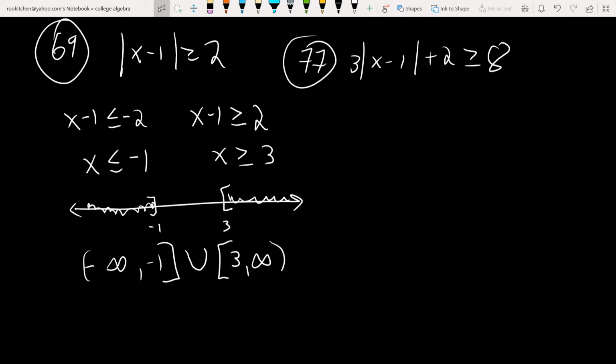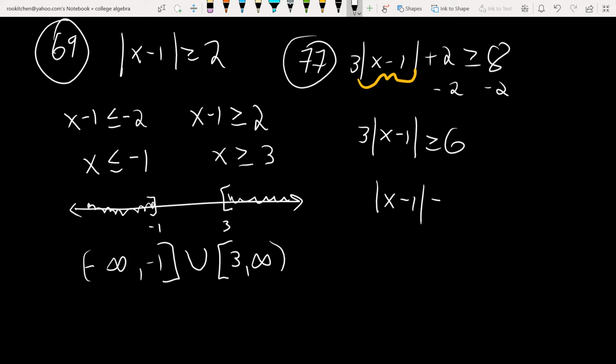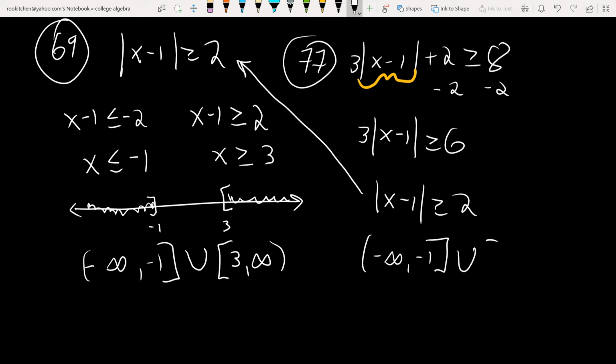To figure out how to get rid of the absolute value, we first need to isolate the absolute value, this part. There's no way around it. So what I'll do first is subtract 2 on both sides. Then I'll divide both sides by 3. And then I basically have the exact same problem that I had previously. So I kind of already have my solution, right? That's just that inequality. So the solution must be negative infinity to negative 1 unioned with 3 to infinity.